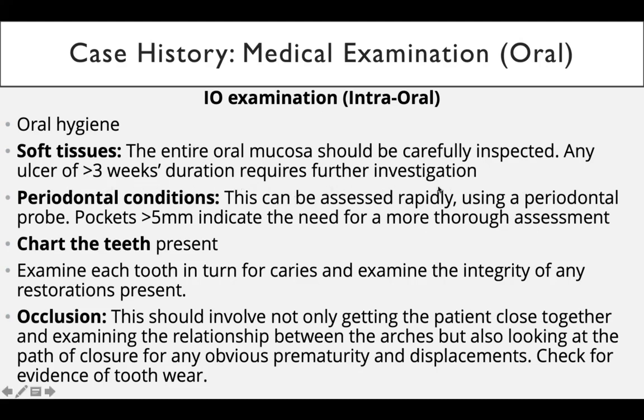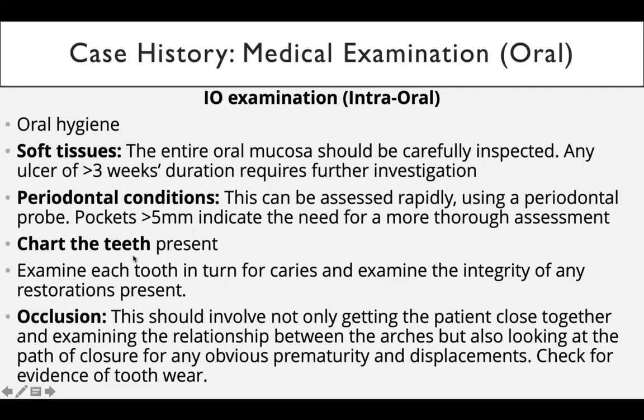Then they require further investigation. And then some periodontal conditions should be assessed rapidly. Pockets of pus more than 5 millimeters indicate the need for more thorough assessment. Periodontal condition, they are talking about intraoral, inside the oral cavity. So oral hygiene, soft tissue, oral mucosa, ulcers, periodontal conditions like pus pockets.